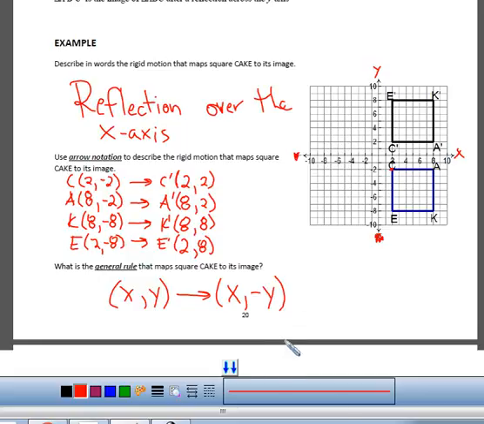Alright, we'll be doing lots of practice with this. Reflections aren't bad, but they can get confusing if you don't practice. So if you had any trouble, go back and rewatch the video. Good luck, and we'll see you in math.